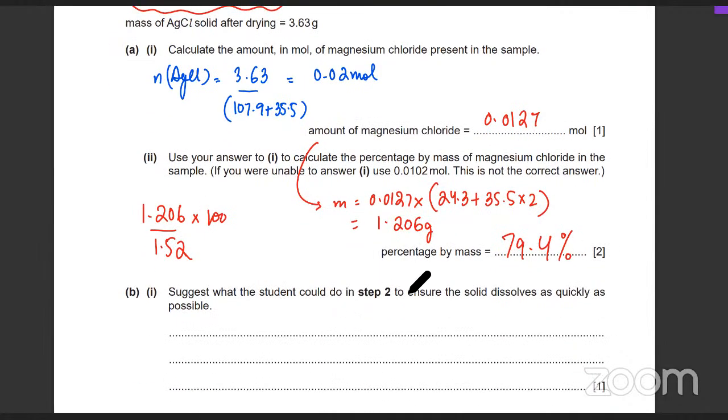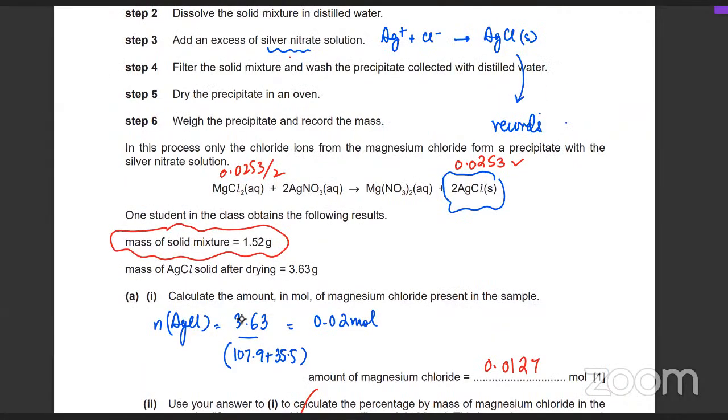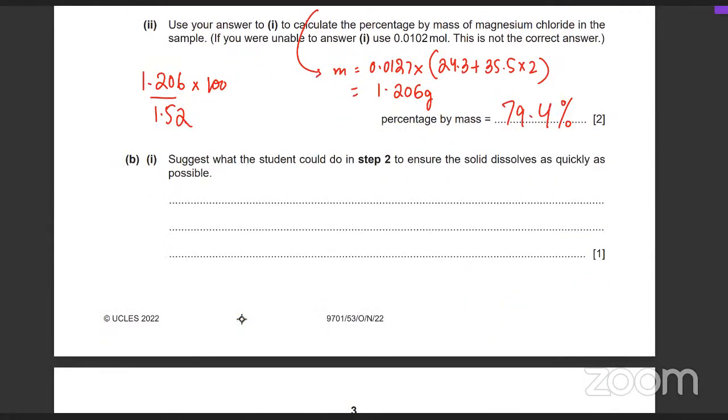Suggest what the student could do in step 2 to ensure that the solid dissolves as quickly as possible. How? Increase the surface area by grinding it. Use powdered solid or smaller pieces, which have more surface area, so it dissolves more quickly.